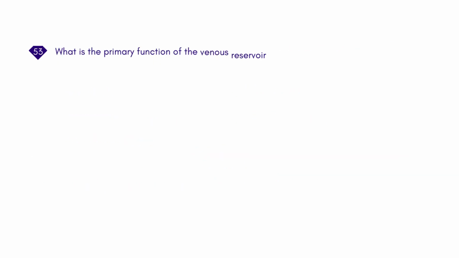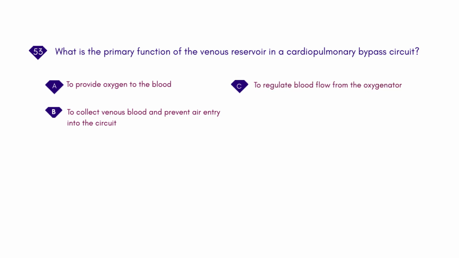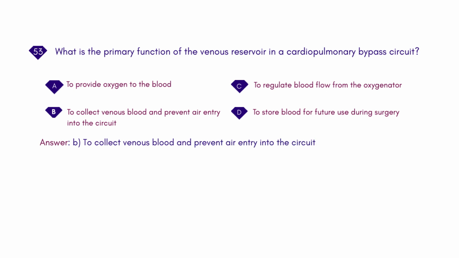What is the primary function of the venous reservoir in a cardiopulmonary bypass circuit? A. To provide oxygen to the blood. B. To collect venous blood and prevent air entry into the circuit. C. To regulate blood flow from the oxygenator. D. To store blood for future use during surgery. Answer: B. To collect venous blood and prevent air entry into the circuit.